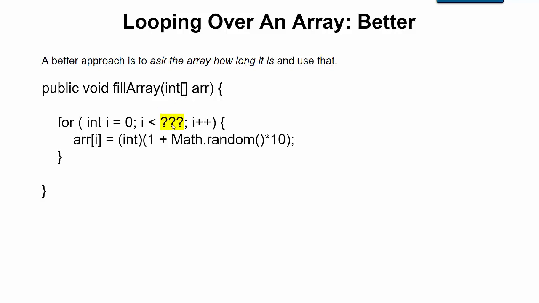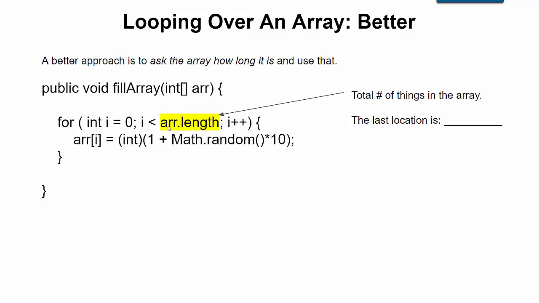So what can I put here? I literally can't put a number and have it work correctly because I don't know what number to put. So the only thing I can do here is ask the array how long it is. So again, that's the total number of things in the array.